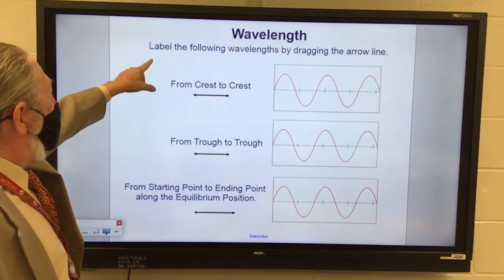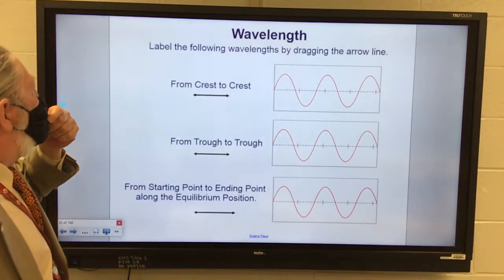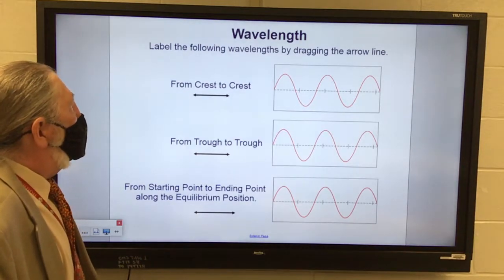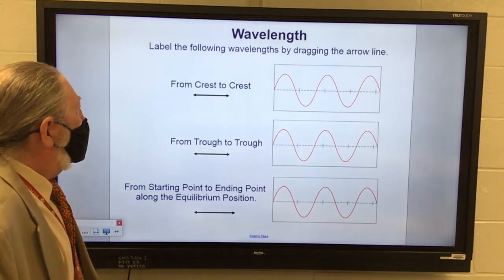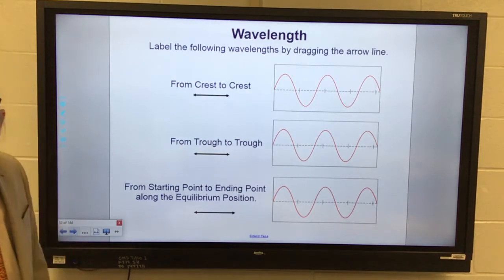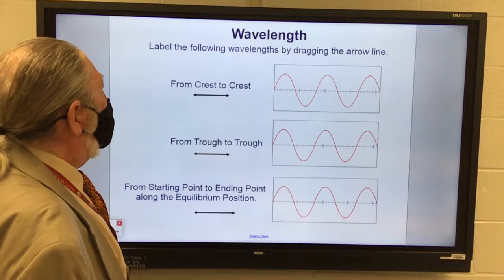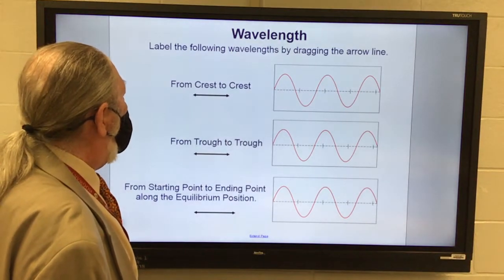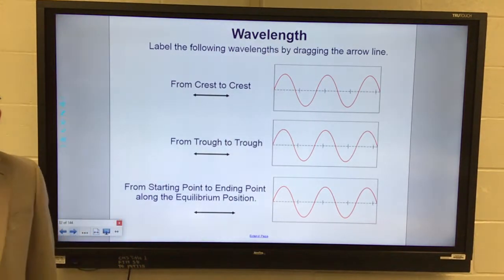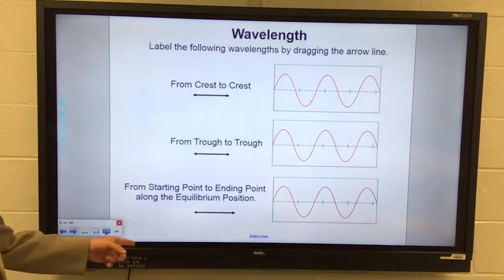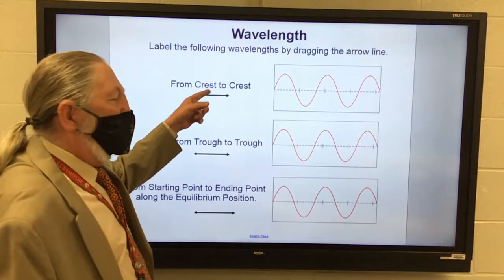Okay, where's the crest to the crest? Label the following wavelengths by dragging the arrow line. So who's gonna be first here? Who's gonna come up here and show from the crest to the crest? Michael, you wanna come up here and do this? Which one is gonna go from the crest to the crest? Where's the crest to the crest?